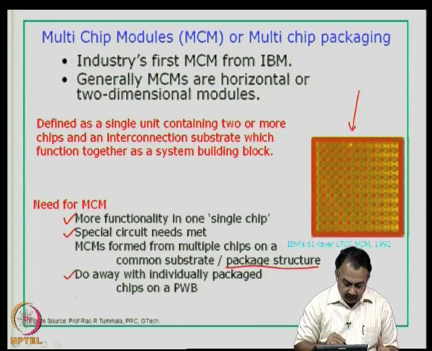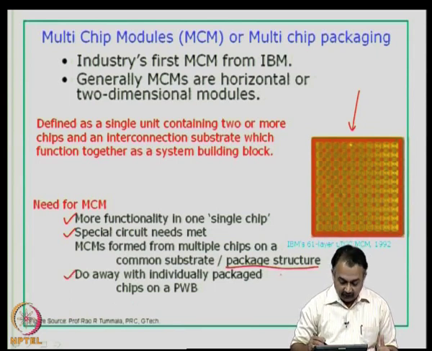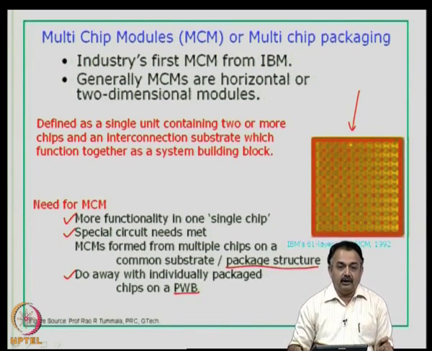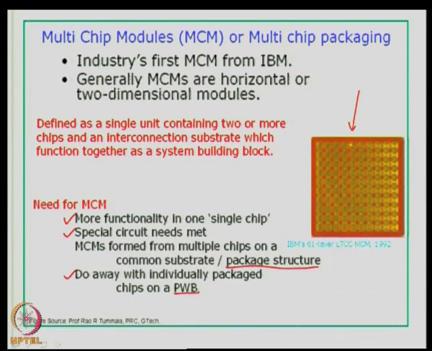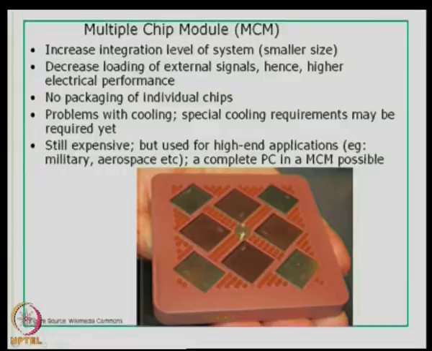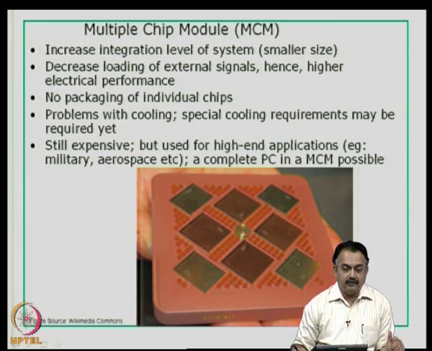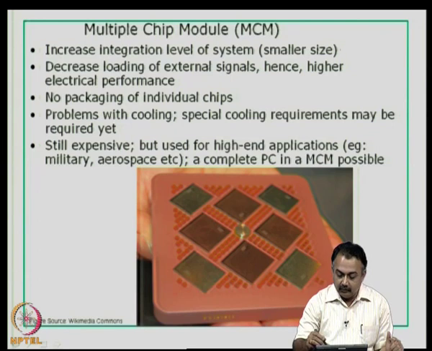You can also do away with individually packaged chips on a printed wiring board, because if you look at this scenario, as I mentioned earlier, of individually packaged chips mounted on a printed wiring board, then it is going to occupy a lot of space. So, at the chip level, at the package level, you are trying to integrate. Now, what are the other benefits of multi-chip modules? It increases the integration level of the system. Therefore, you are able to work with smaller sizes. That is the main advantage of multi-chip modules.